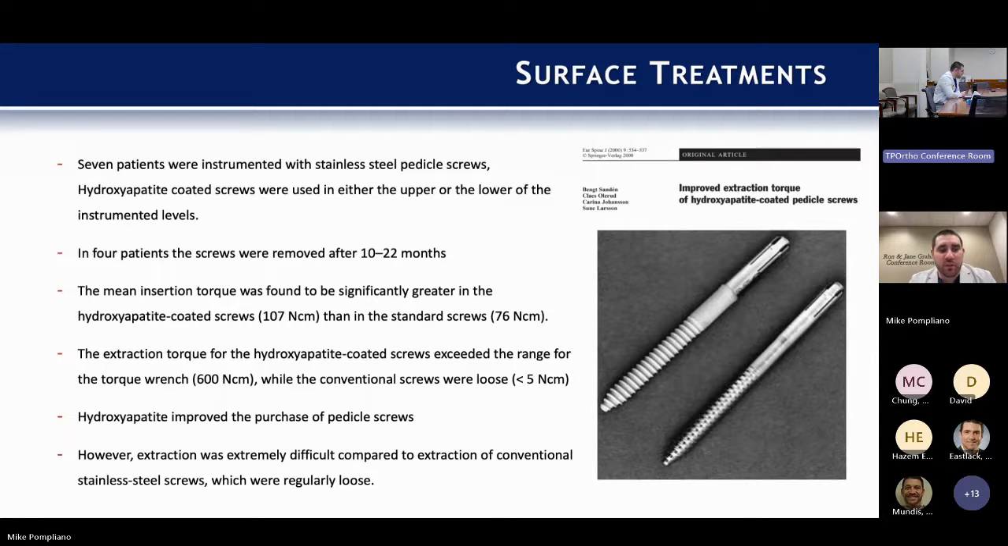They found that the mean insertion torque was significantly greater in the hydroxyapatite coated screws than the standard screws, so 100 versus 76. And then also the extraction torque exceeded the range for the torque wrench, even though the standard screws were already loose. So this significantly improved the purchase of the pedicle screws, but also made it more difficult to extract than the conventional stainless steel screws, which were subsequently already loose.